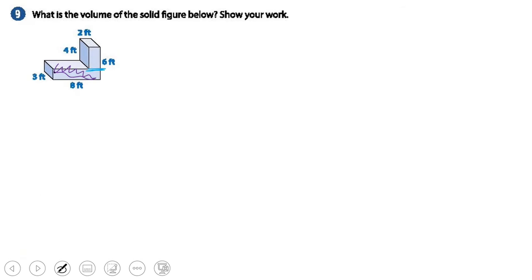Okay, so we have our volume formula: length times width times height. So then I have volume times my length, which is 8, times my width, which is 3, and my height, ooh, that's a different part. The entire part on the side here is 6 feet, but I'm not using the height of the entire thing. I'm only using part of the height, which I'm just realizing I can actually do.